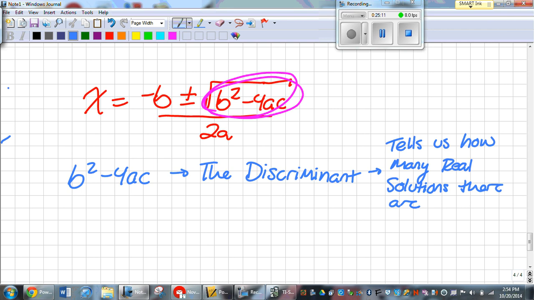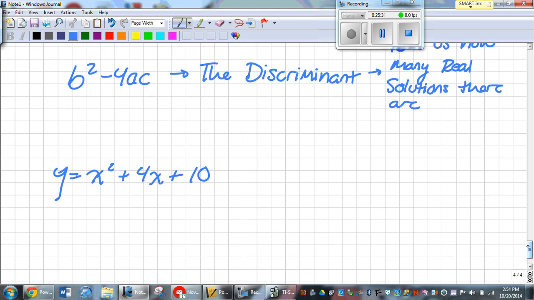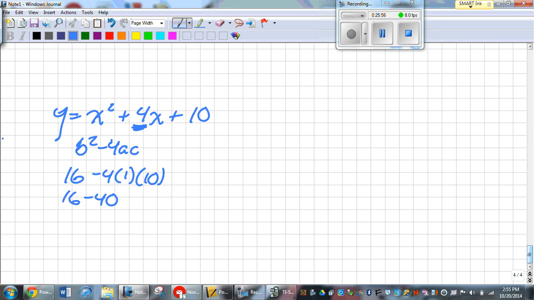So if I give you an equation that looks like this, y equals x squared plus 4x plus 10, when you are typing this in, if I do b squared minus 4ac, just do what's under the square root. My b value is 4, so 4 squared would be 16, minus 4 times a, my a value is 1, and my c value is 10. I'm going to get 16 minus 40. Well, this number is going to become negative 24. That means I'm going to get a negative under the square root, which tells me that both of my solutions are imaginary. So we're going to write 2 imaginary solutions.